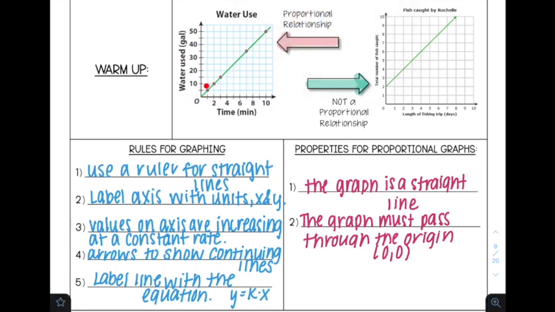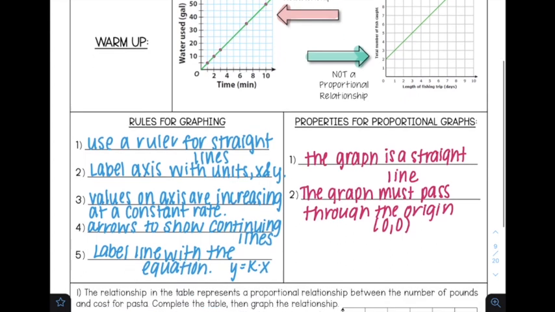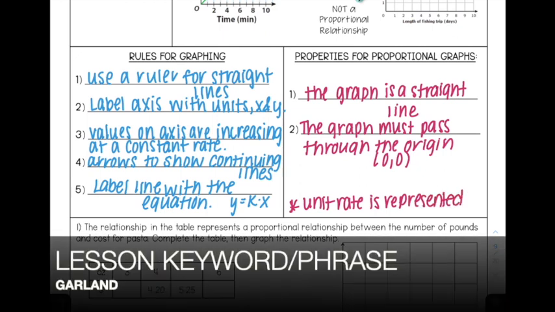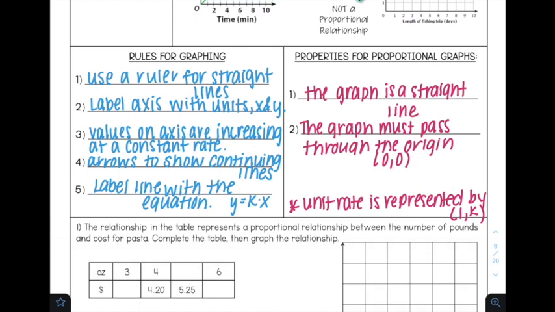If you notice, this point right here, 1, this would be 5. 1, 5 would be its unit rate. So that's just something good to know. Your unit rate is represented by 1 comma and then k. And we want to remember that our equation is y equals kx, k times x.